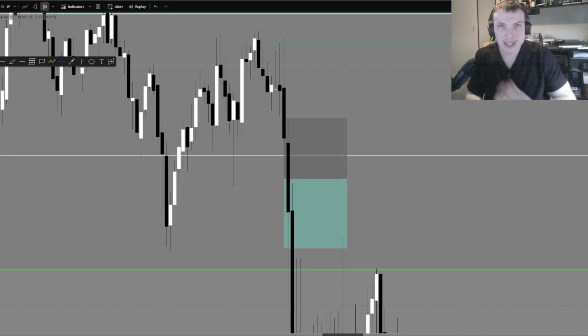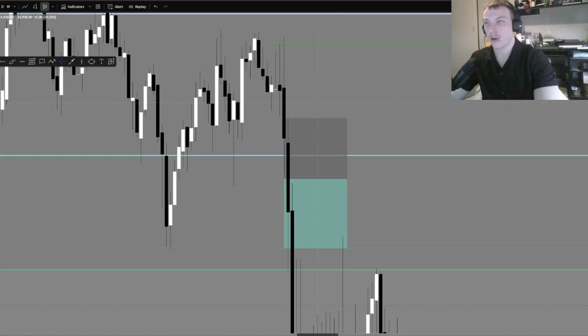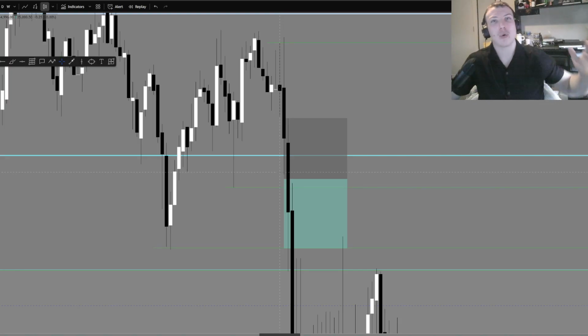The market doesn't care how much money you're putting in. The market doesn't care how much money you're up. The market doesn't care how much money you're going to make. The market does not care about those things. So we need to focus on probabilities. That's all trading is about: focusing on probabilities. What is more probable to happen?